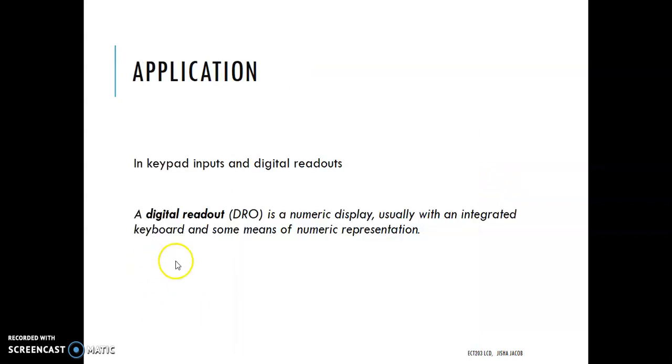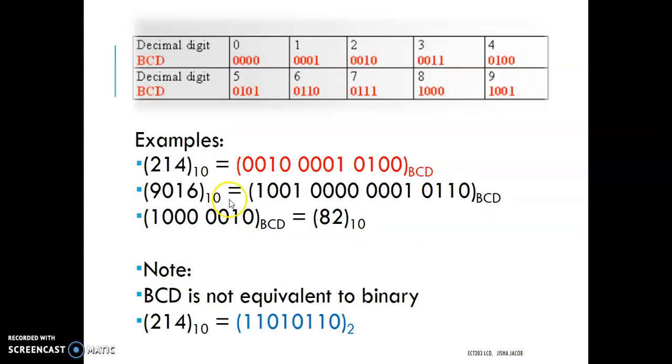The application of BCD comes in keyboard inputs and digital readouts. Keyboard inputs take decimal input. These can be interpreted as BCD code directly inside the system. A digital readout is actually a numeric display, and hence again it is convenient to use BCD logic. If you look here, the decimal digit 0 and the BCD are represented here. All the numbers up to 9 are represented here.